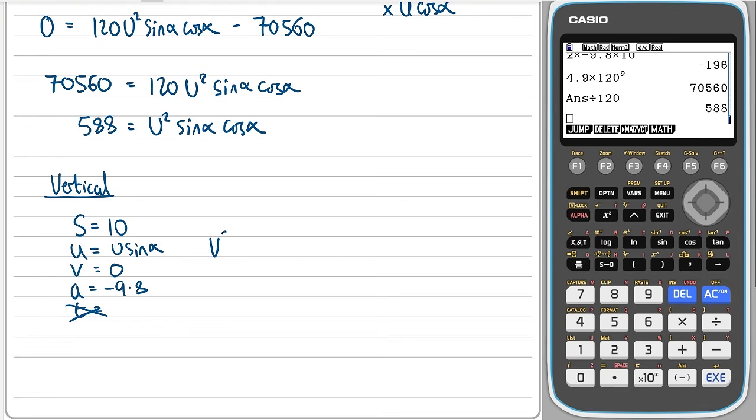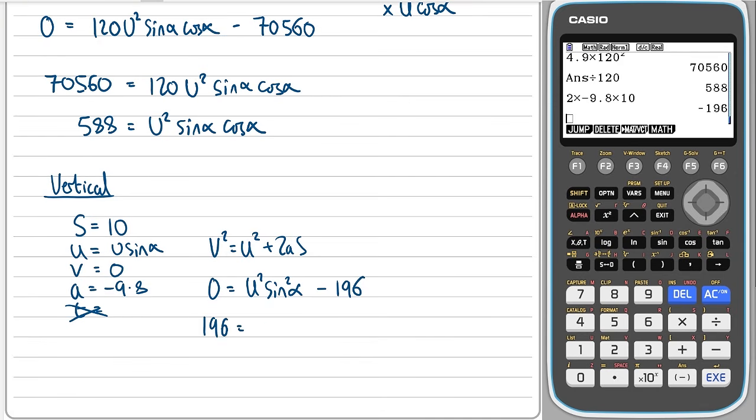Okay, so that means we need to use v squared is equal to u squared plus 2as. V is 0, u squared is u squared sine squared alpha, and 2a times by 10 is 2 times minus 9.8 times by 10, which is minus 196. Okay, so 196 is equal to u squared sine squared alpha.